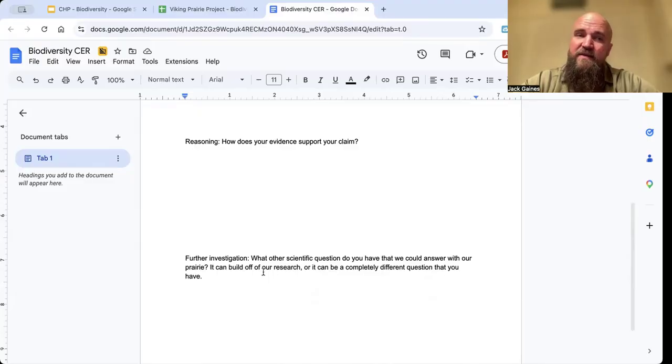Some of them, in this further investigation question, actually asked what would happen if we burned the prairie. Some of them put two and two together to figure that out, which was refreshing. I was glad that they did that.